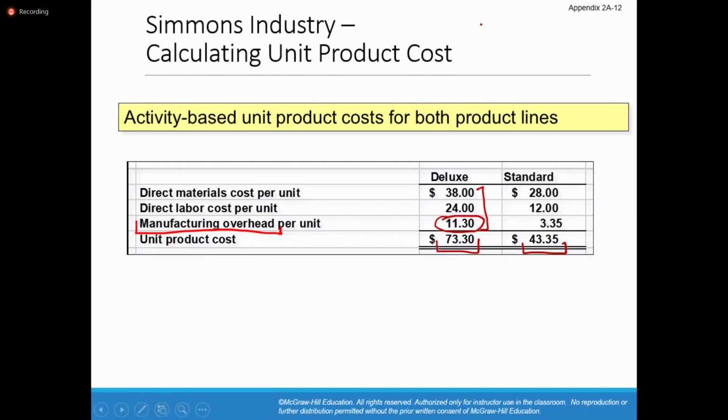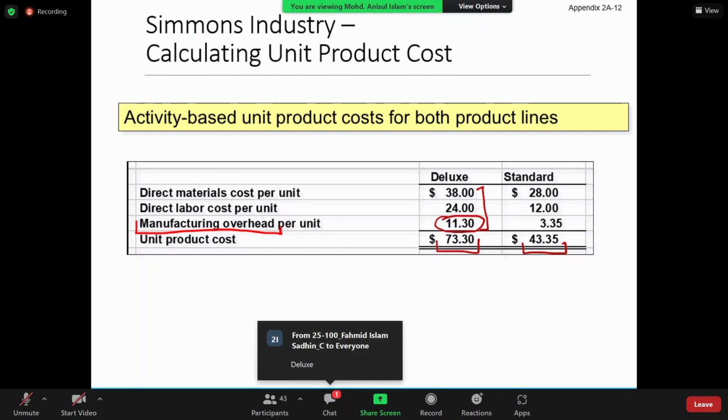And you see which product is costing more, deluxe or standard? Write your response in the chat box. I'm here. Yeah, deluxe. But now you need to do a comparison.